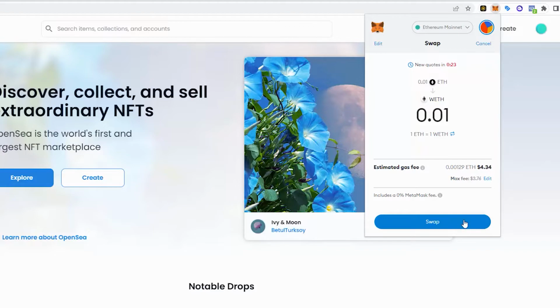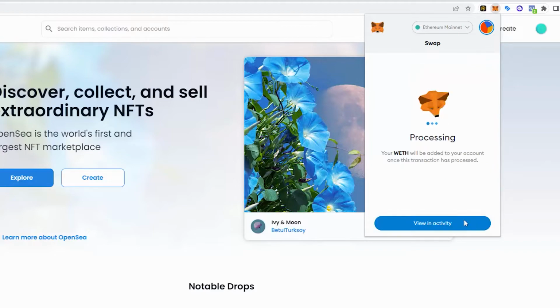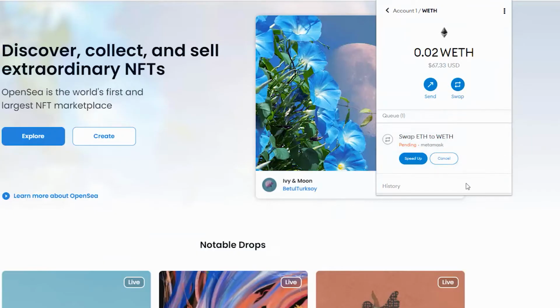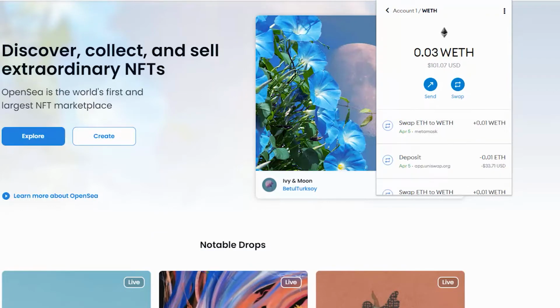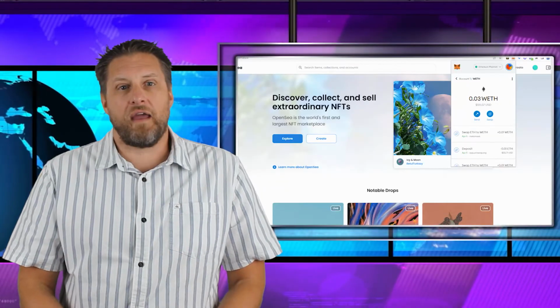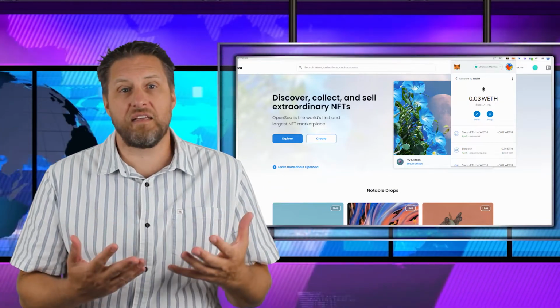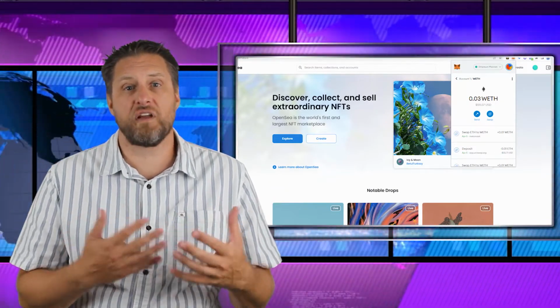Now I click to swap, and the waiting process begins. It's gonna look like this. It's gonna say pending until it looks like this when the actual swap is complete. In this case, it took about 25 minutes, but it will vary based upon your bid and how busy the blockchain is. Okay, now that you know how to get wrapped ETH, a few words of caution transacting with it.